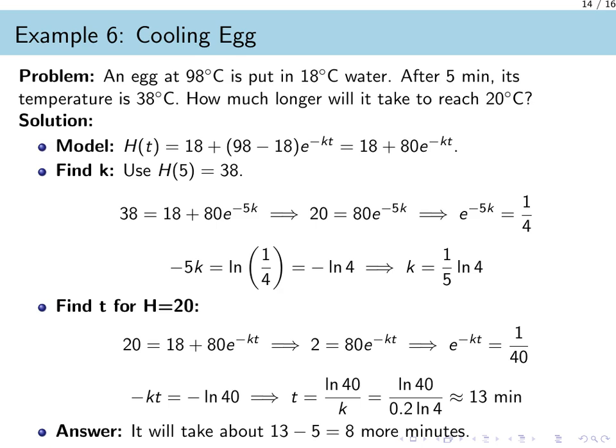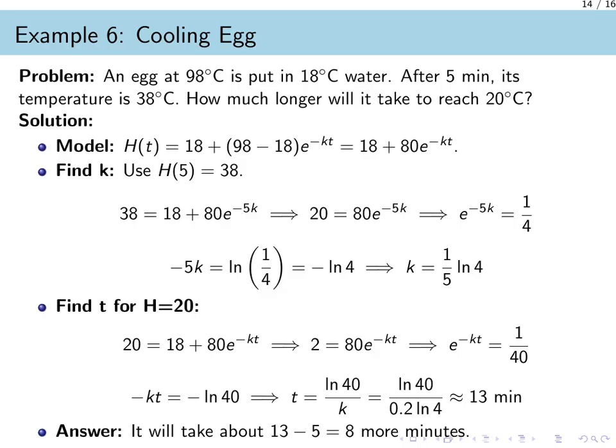The next step is to find the specific cooling constant, k, for this system. We use the data point that the temperature is 38 degrees at 5 minutes, which allows us to solve for k, finding that it equals 1/5 times the natural log of 4. With this value for k, we can find the total time needed to reach our target temperature of 20 degrees.